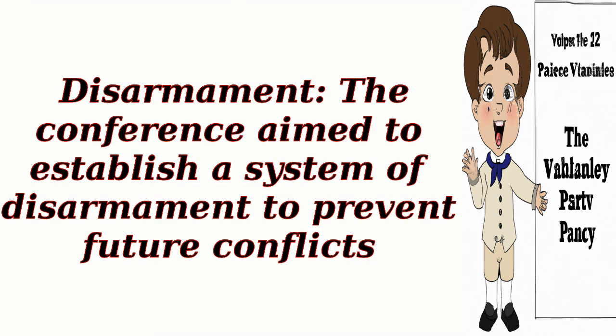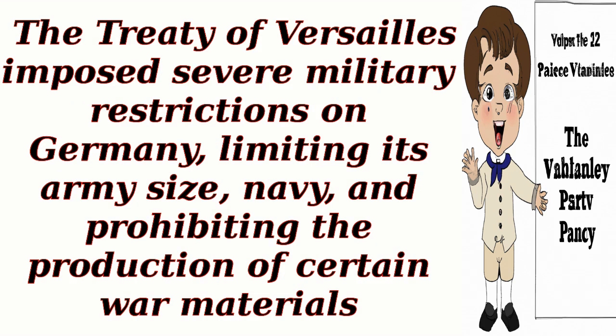Disarmament. The conference aimed to establish a system of disarmament to prevent future conflicts. The Treaty of Versailles imposed severe military restrictions on Germany, limiting its army size, navy, and prohibiting the production of certain war materials.